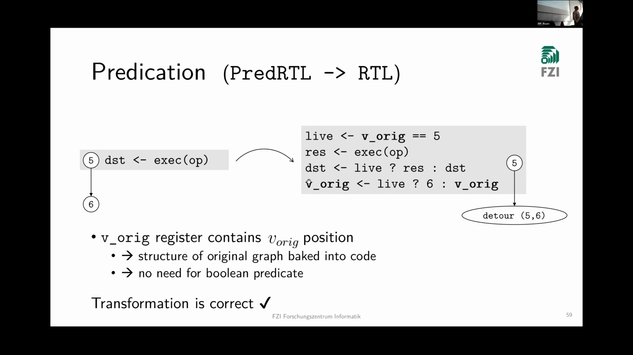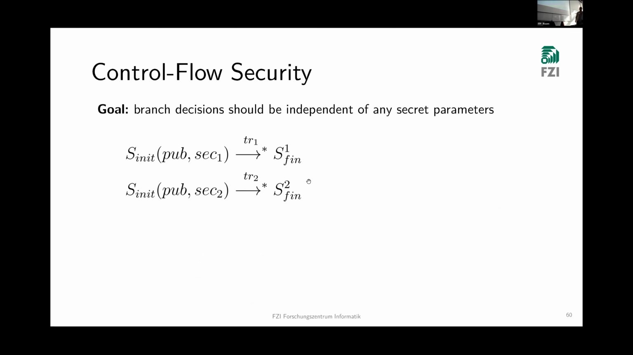But yeah, now there's one thing left. So we also wanted to show the control flow security, so that the transformation actually removes secret-dependent control flow. I'm just going to restate the statement here. So here we have two executions of the same program that have the same public parameters, but have different secret parameters. And these two executions both go to a final state.